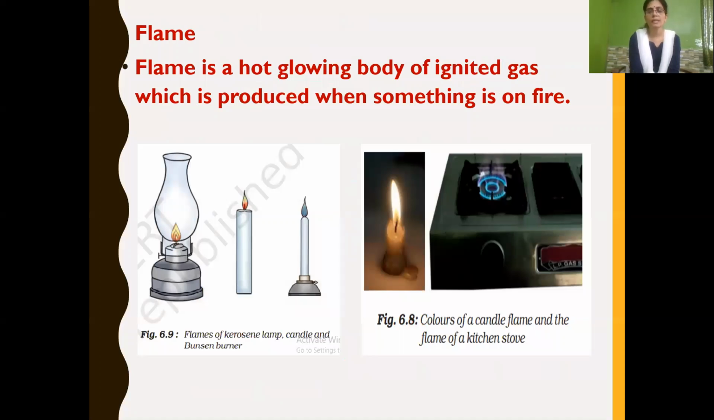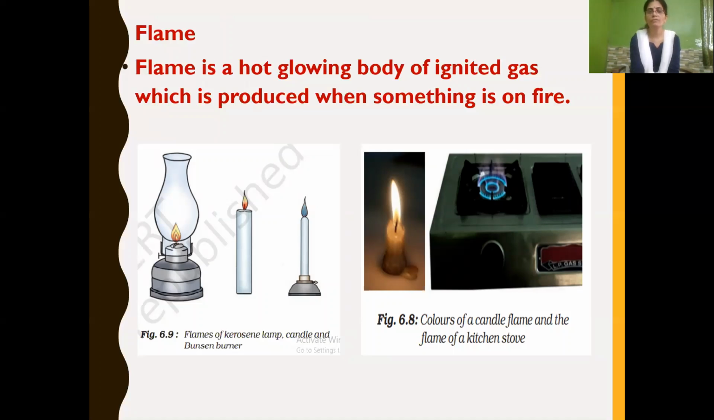Now let's study flame. What is flame? Flame is a hot glowing body of ignited gas which is produced when something is on fire. When a flame is produced, it is hot and glowing, isn't it? It is made of ignited gas; when gases get ignited, they produce it. Got that? So it is called flame.